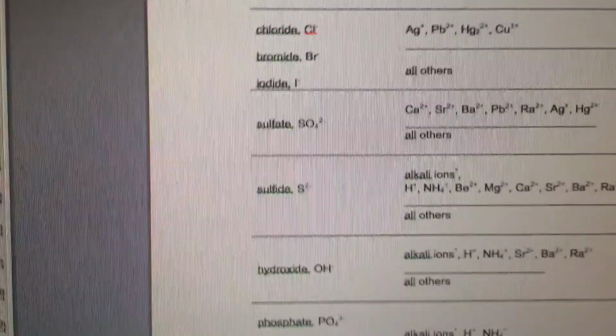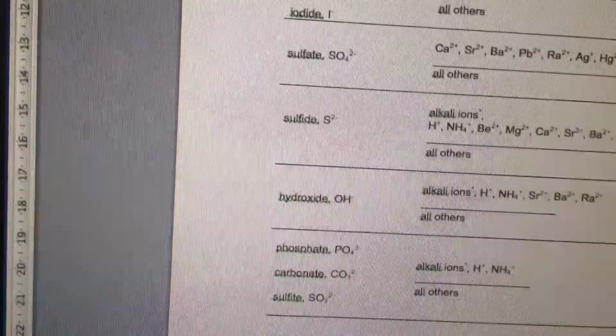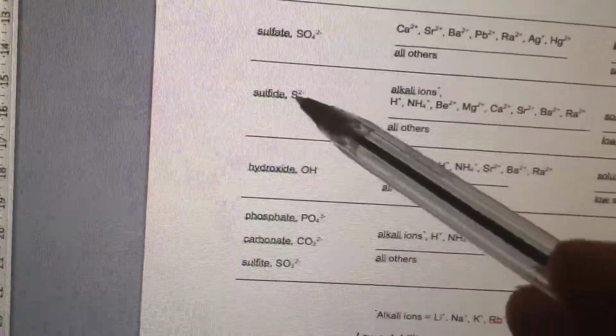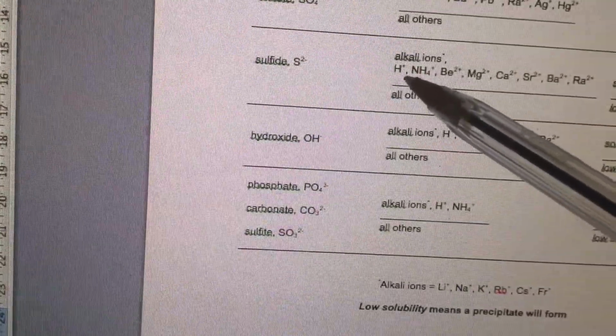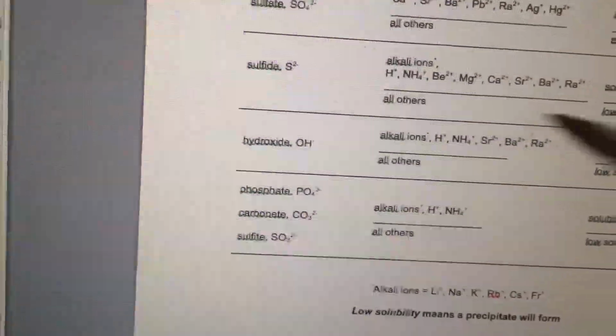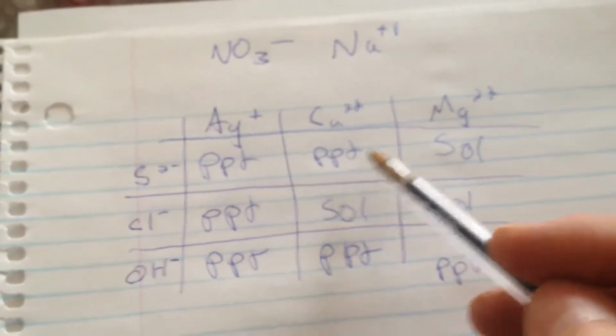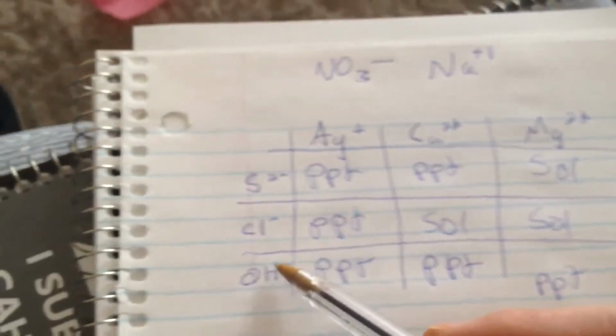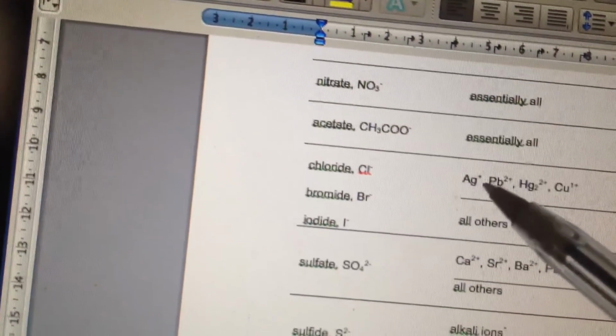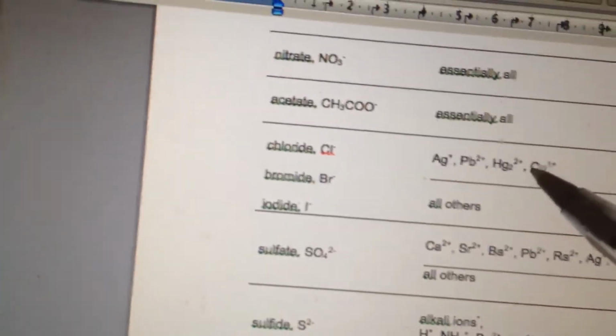So if you check the chart that you got in your handout, here it is. If you look at this chart here, you can go through and check. If we look at sulfide, S, we see that it's soluble with all these guys here, but it's going to have low solubility with all others. So sulfide is going to form a precipitate with these three ions. Next we'll check out chloride. The chlorides are right here. It's going to have low solubility with silver and copper 1. So with silver, we get a precipitate.